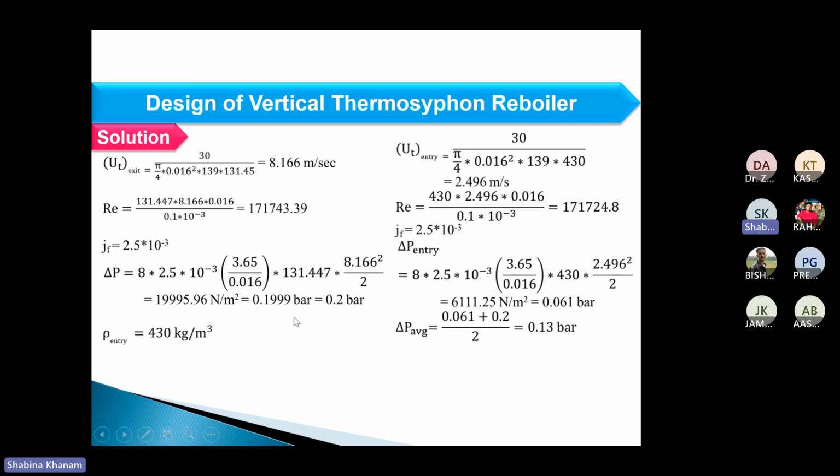And 0.2 at exit condition. So we will find the average pressure drop due to friction, and that is coming as 0.13 bar.